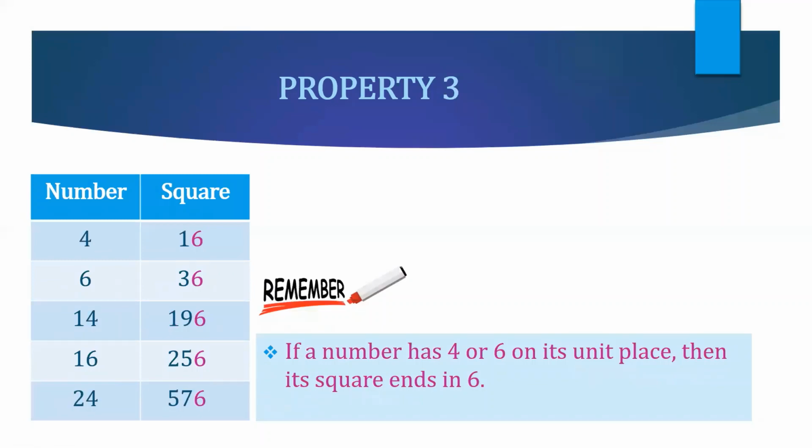Third property, if a number has 4 or 6 on its unit place, then its square always ends in 6. That means the square of such numbers will always have 6 on its unit place. Observe the numbers over here. 4 square is 16, 6 square is 36, 14 square is 196, 16 square is 256, and 24 square is 576. So all these numbers have either 4 or 6 on its unit place, and their squares, all of them have 6 on its unit place. So this is the third property.